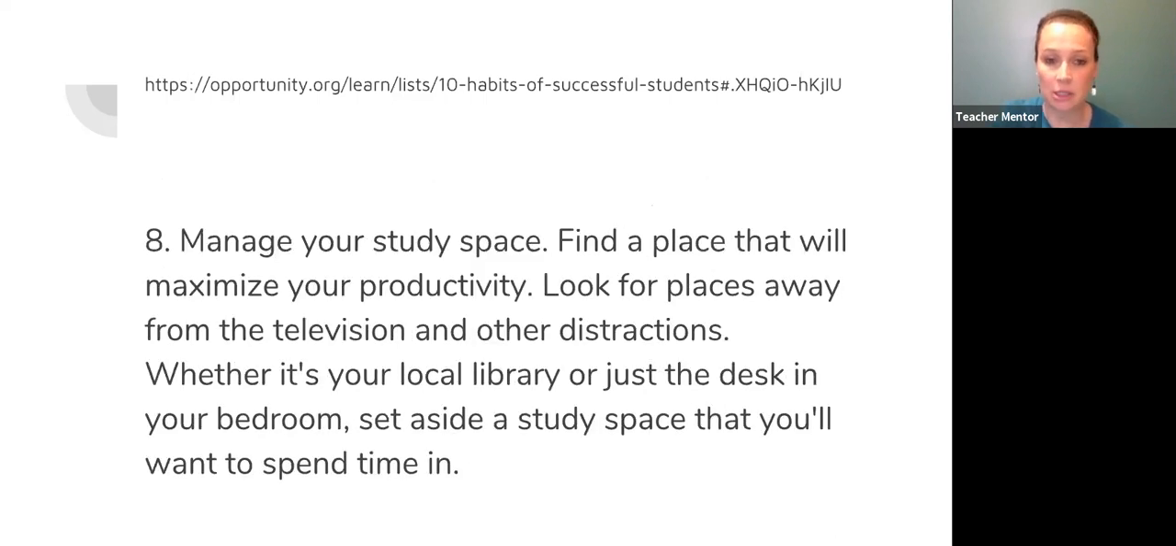Number 8, manage your study space. Find a place that will maximize your productivity, away from the television and other distractions. Whether it's your local library or just a desk in your bedroom, set aside a study space that you'll want to spend time in. Okay, you need to be comfortable in this space. You need to be away from distractions, and you need to feel at ease so your mind can comprehend what you are trying to study.